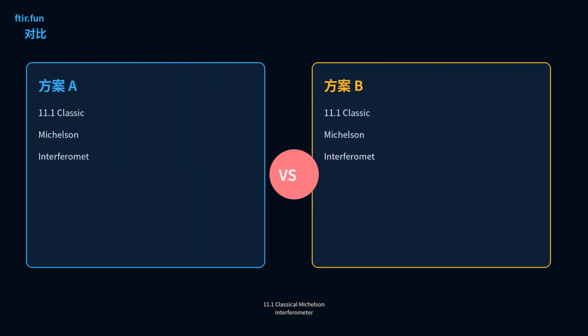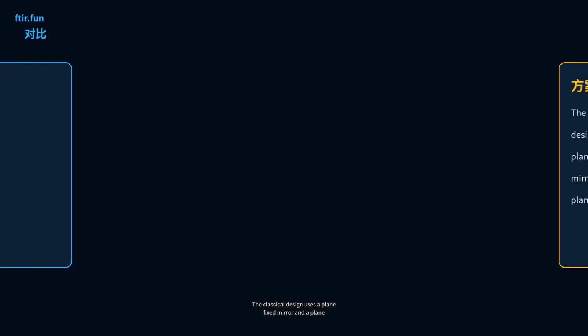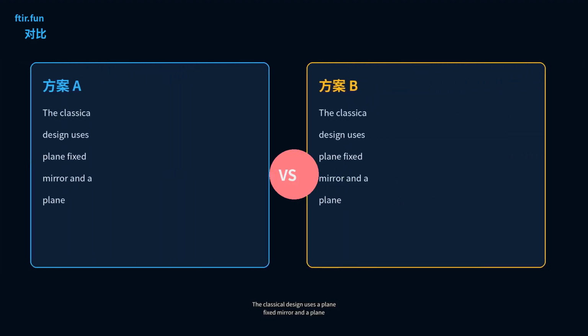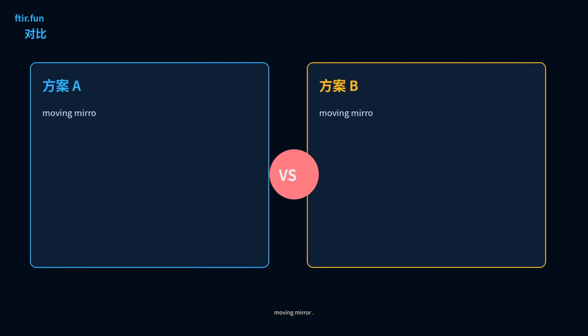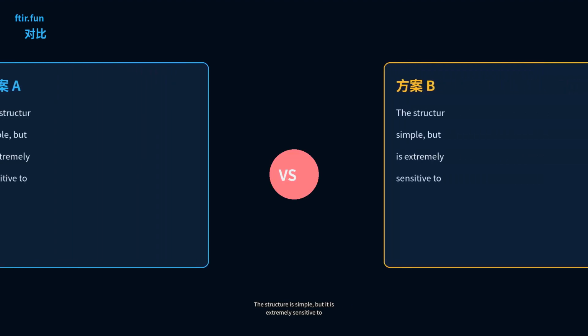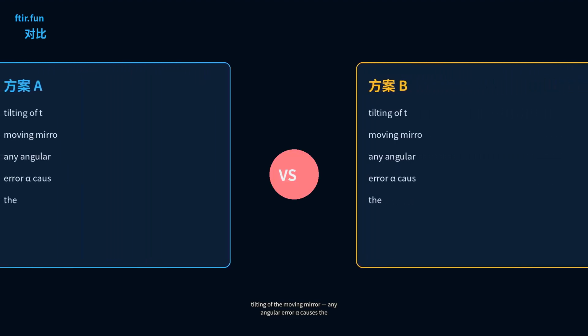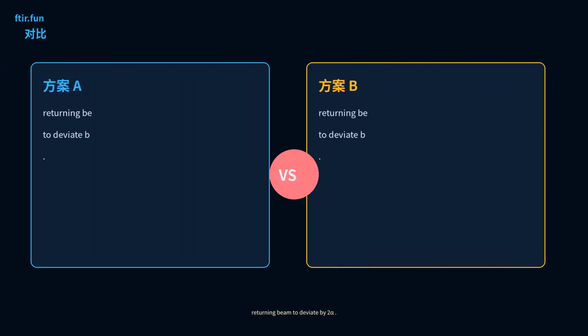11.1 Classical Michelson interferometer. The classical design uses a plane fixed mirror and a plane moving mirror. The structure is simple, but it is extremely sensitive to tilting of the moving mirror. Any angular error alpha causes the returning beam to deviate by 2 alpha.